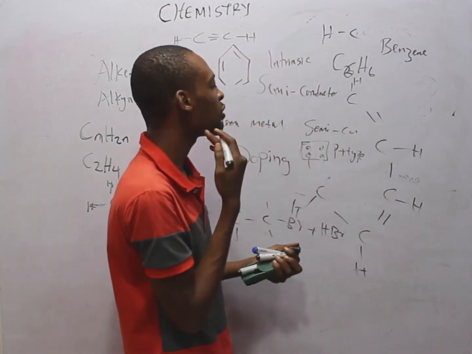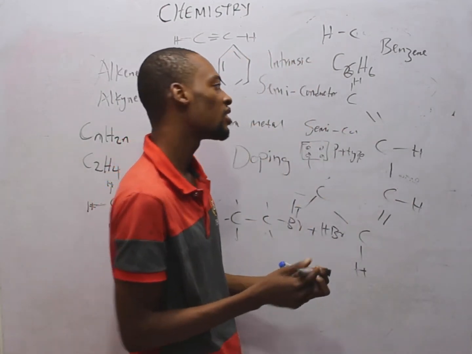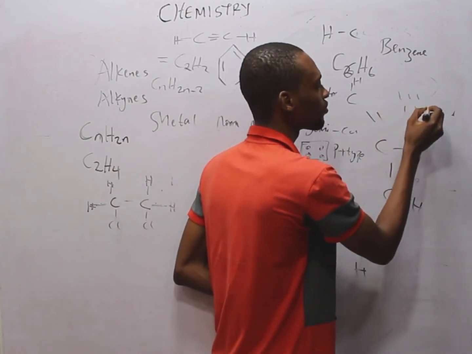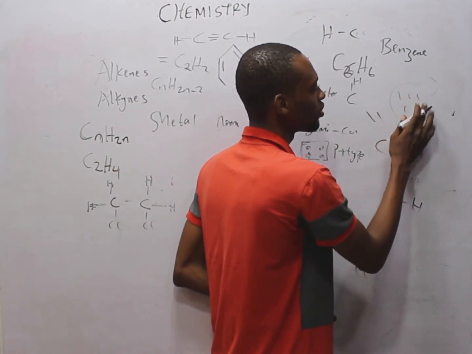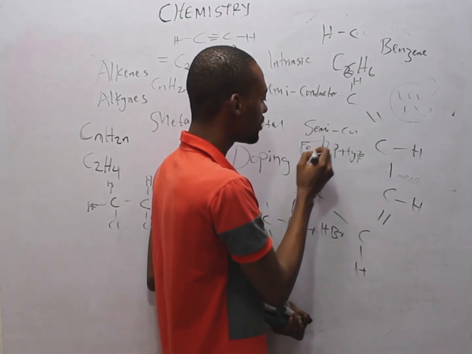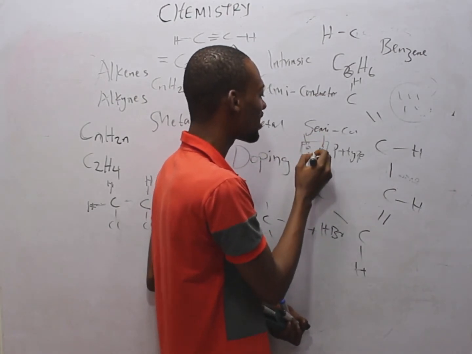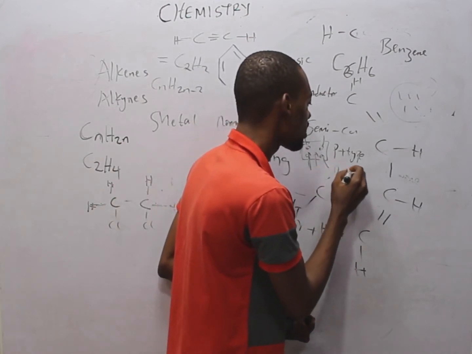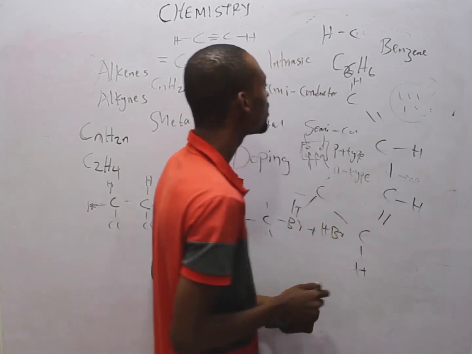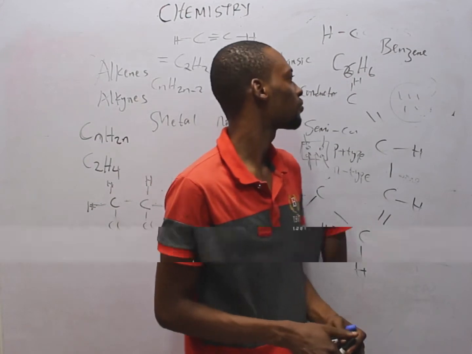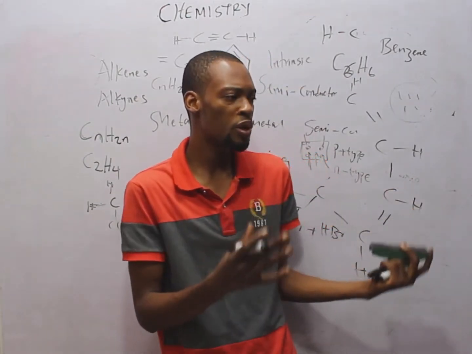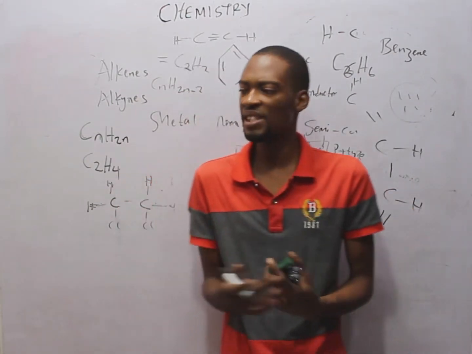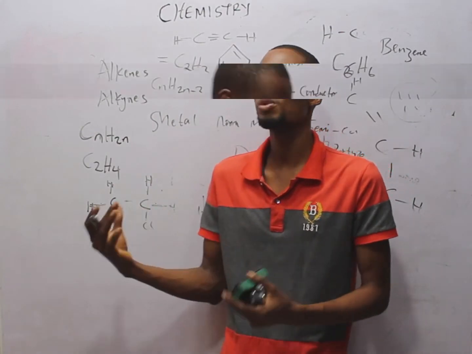P type means positive type. But when you dope it with a pentavalent element, with 5 electrons, 1 electron fills here, 1 here, 1 here, 1 here, and another one is left over. So we have more electrons than holes. In that case, we say it is N type, negative type. Every nucleus is positive. Radioactivity can also be referred to as transmutation.